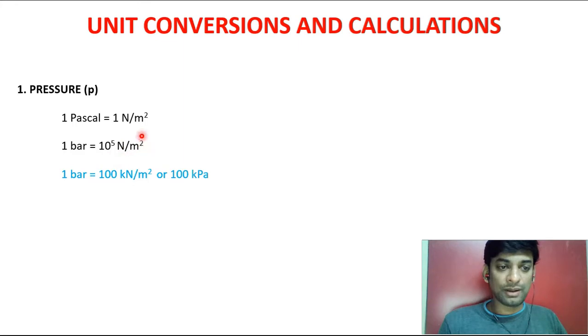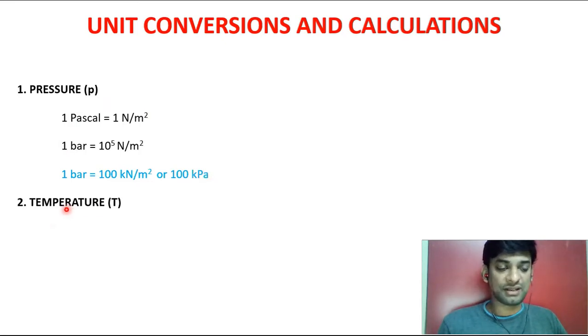This Newton per meter square is converted into kilonewton per meter square. So to convert from Newton to kilonewton, I have divided this by 1000. So 10 power 5 becomes 100. 100 kilonewton per meter square can also be written as 100 kilopascal because I have already told you 1 Pascal is equal to 1 Newton per meter square. This kilonewton per meter square is converted into kilopascal. In the problem, the pressure may be given in any form, but we need pressure only in kilopascal.